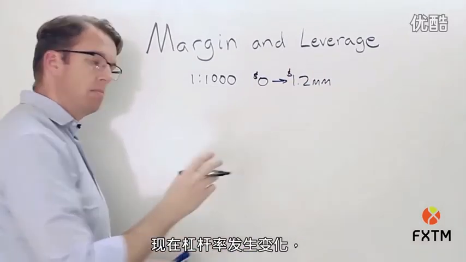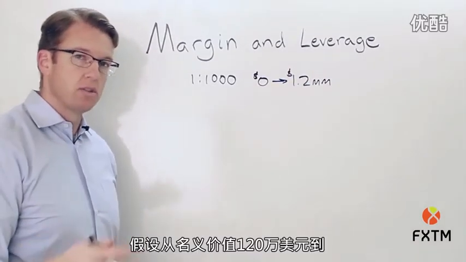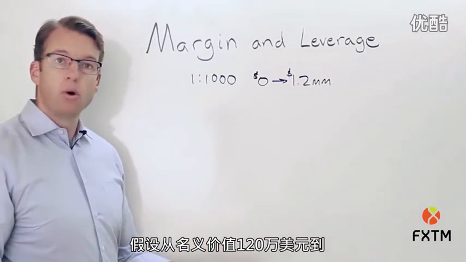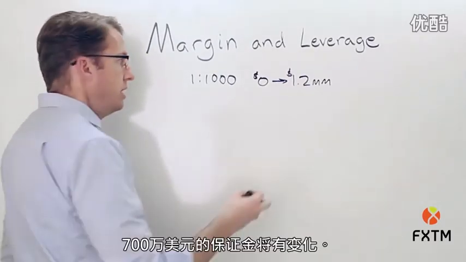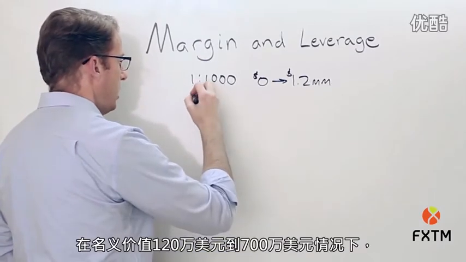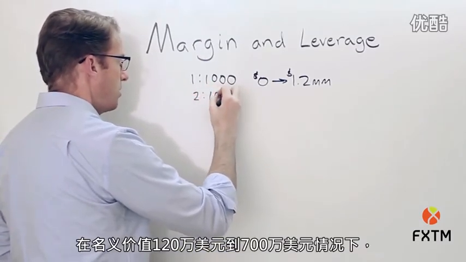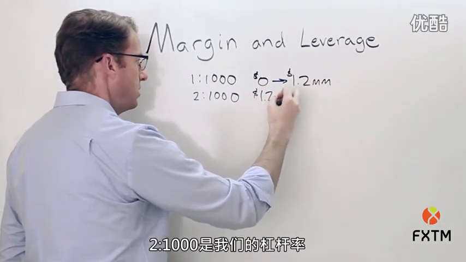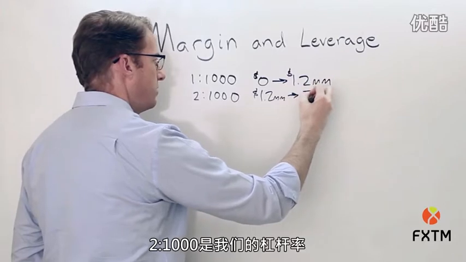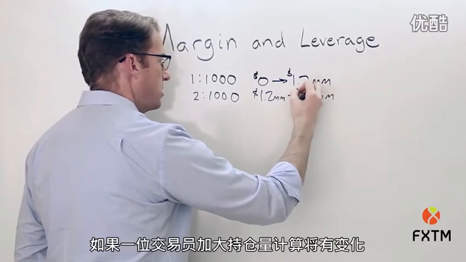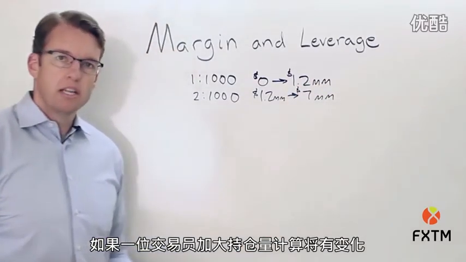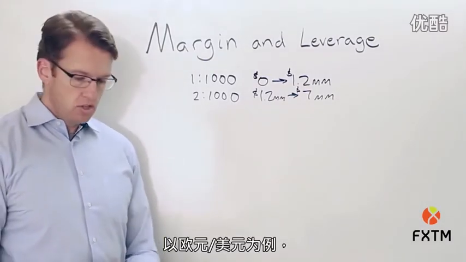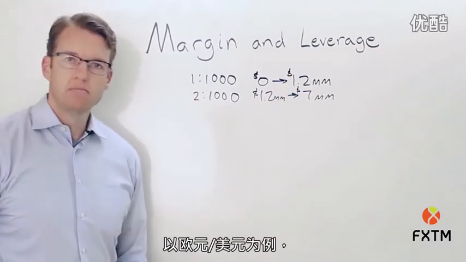Now let's assume that the leverage ratio changes, so margin is going to change for anything from, hypothetically, $1.2 million in notional value to $7 million. So we'll say 2 to 1,000 is our leverage ratio for everything from $1.2 million on up to $7 million. Now that's going to change our calculation if a trader is holding open a larger position. So let's do an example. Let's say that a trader is in fact holding open a larger position.